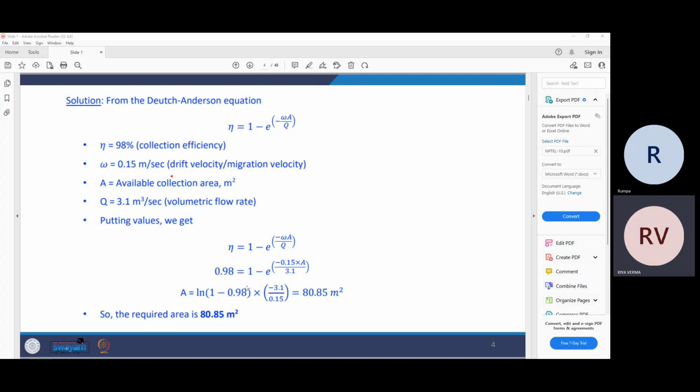Okay, so I'll just quickly tell you the values now. You understood the process. So we take this term, e raised to the power minus 0.15 into A by 3.1, into the left hand side, and this 0.98 we take into the right hand side. So this term will be 1 minus 0.98, and the other term will come on the left hand side. Up to this point you understood how to do it?